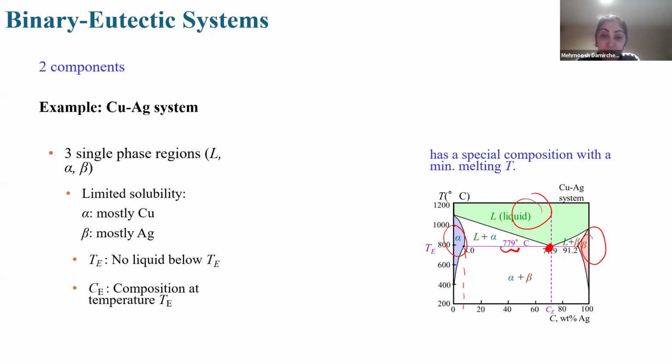At the eutectic temperature, means 779, liquid with 71.9 weight% Ag transforms directly to alpha and beta phases as solid phases directly. And as you know, alpha is most part of that is Cu, and for beta, most part of that is Ag.